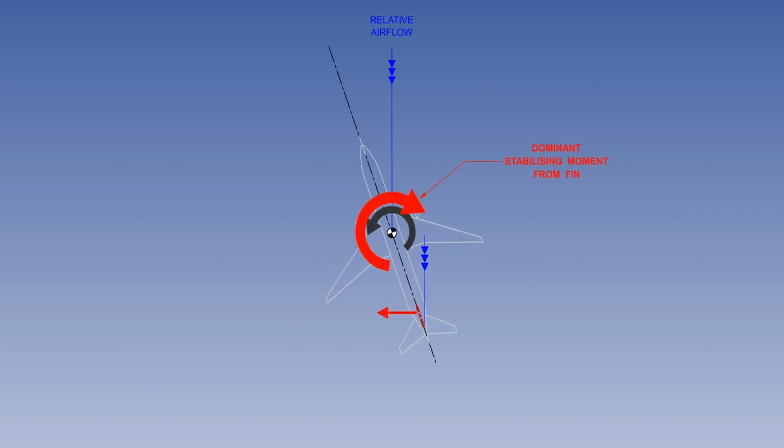The fin generates a stabilizing moment that is larger than the destabilizing moment from the fuselage. You must appreciate that when taxiing, during the takeoff run and during the landing run, in fact, whenever the aircraft is moving with the wheels on the ground, the directional stability of the aircraft will always generate a yawing moment into the wind. This is known as weathercocking. The pilot must actively prevent weathercocking by use of the rudder.